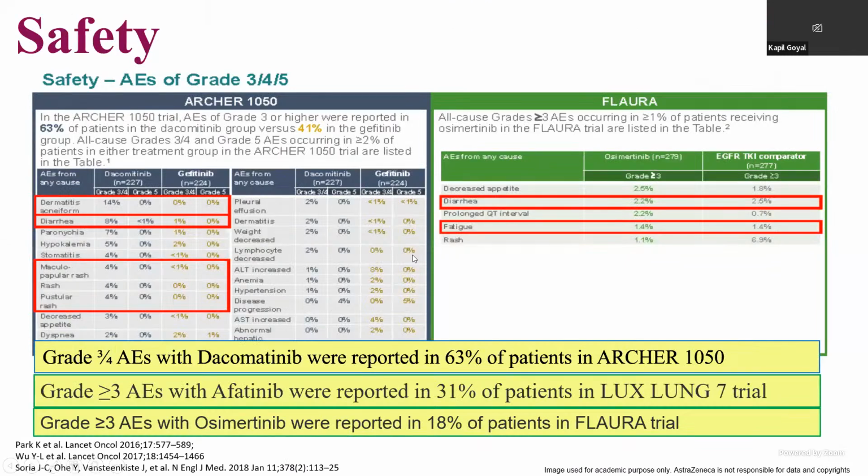Talking about the safety, for grade 3 to 4 adverse events in the ARCHER 1050 trial, we see that with dacomitinib 63% of the patients had some kind of grade 3 to 4 adverse event, while grade 3 or higher adverse events with afatinib were reported in 31% of the patients, while in the FLAURA trial, only 18% of the patients had grade 3 or more adverse events. The most common adverse events were diarrhea and fatigue.